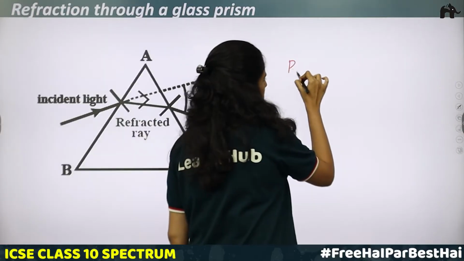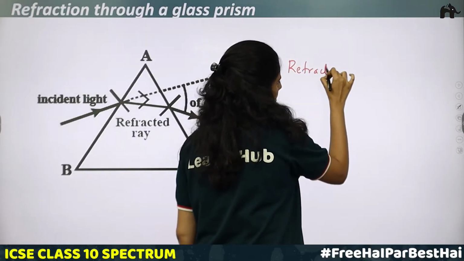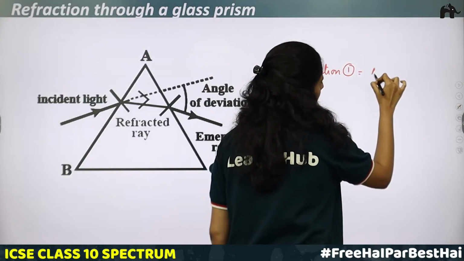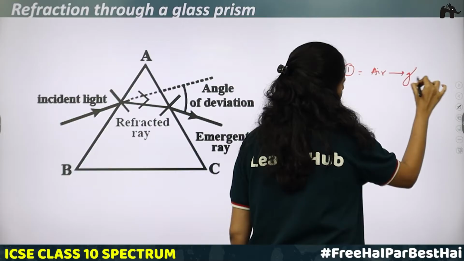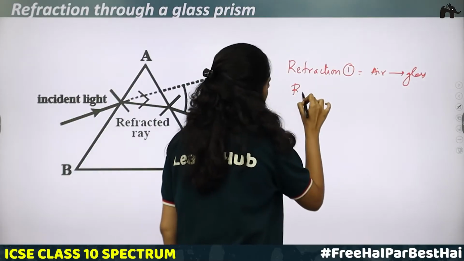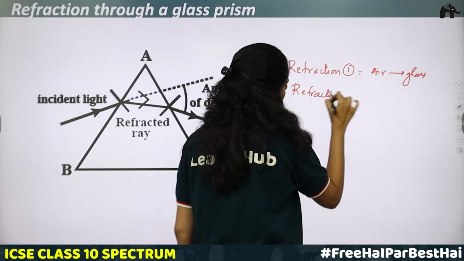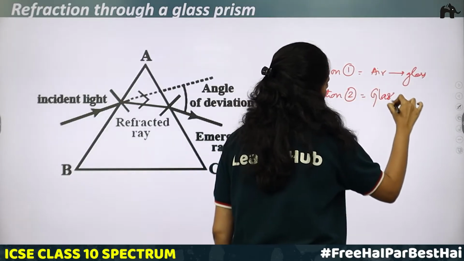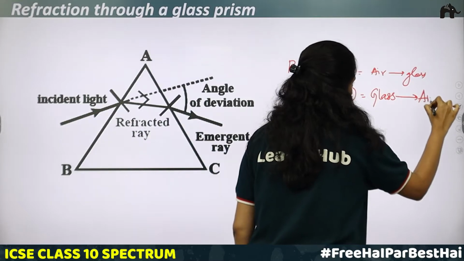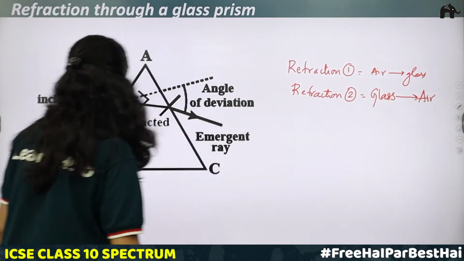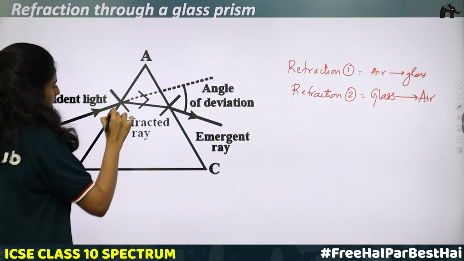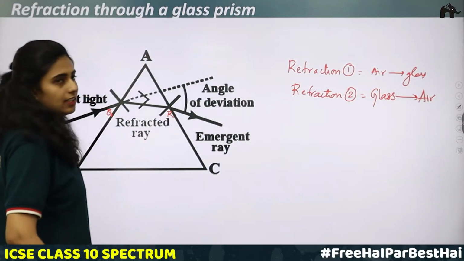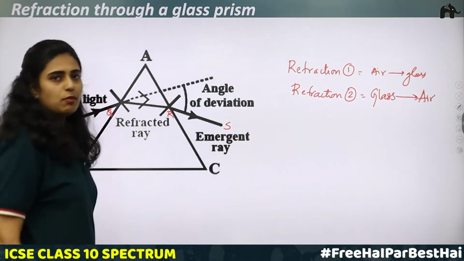So first refraction is when light travels from air to glass. Second refraction is when light travels from glass to air. Okay, so let us represent it as PQ. PQ is the incident ray, QR is the refracted ray and RS is the emergent ray.